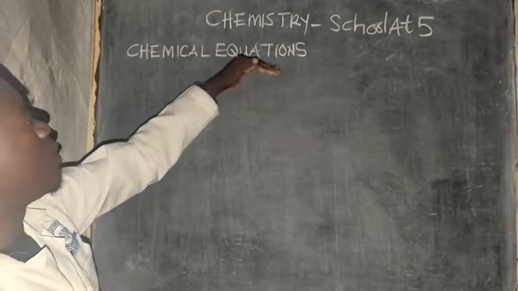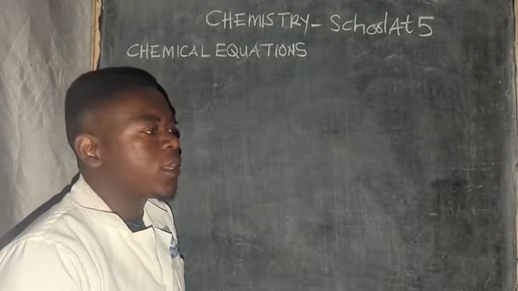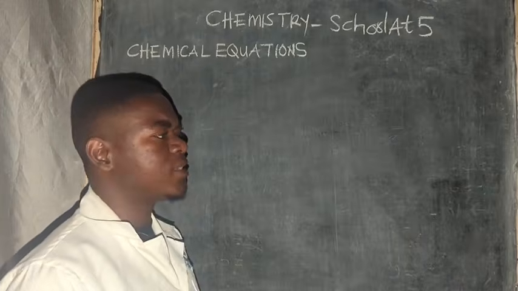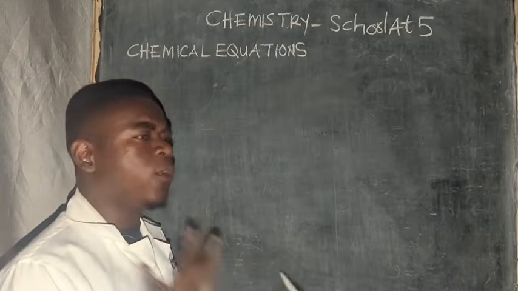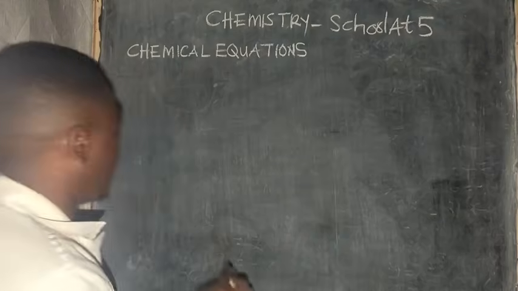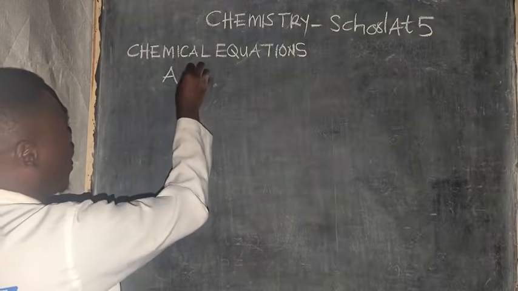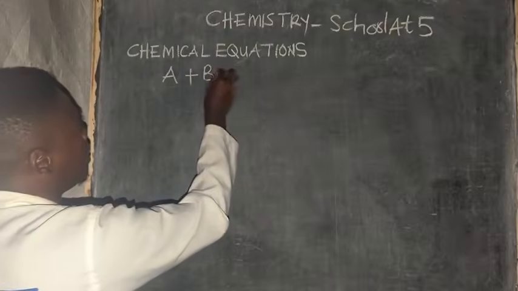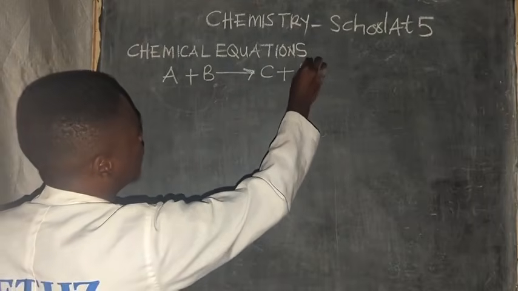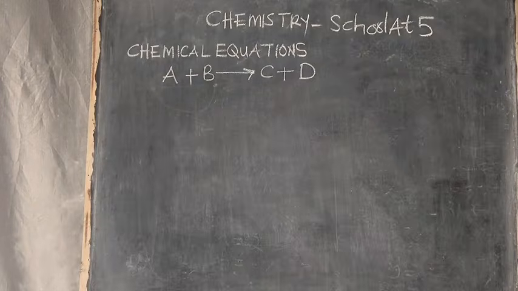Now, chemical equations. How do we come up with chemical equations? How can you write a chemical equation? For you to write a chemical equation, you need to understand that for a chemical equation to be formed, two things should react together. So we are going to start with this. A chemical equation is like this. When A and B react together, they get to form product C plus D. So this is a type of equation that we are talking about.